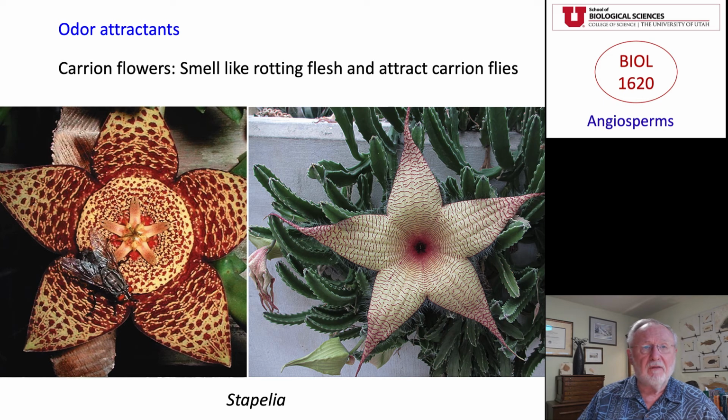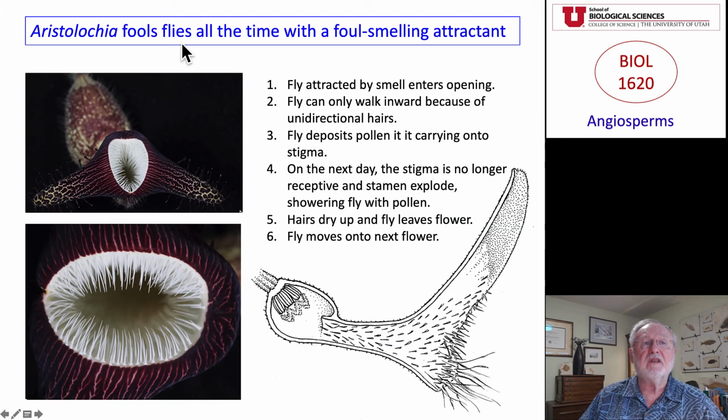Carrion flowers smell like rotting flesh. Sometimes they smell like defecation or poop. This is an example of one stapelia, and here's another stapelia. They often have an opening like this to attract the carrion fly. The example we'll talk about in a little bit more detail is not stapelia, but is instead aristolochia, commonly known as the Dutchman's pipe. Here is a cross-section of the flower.